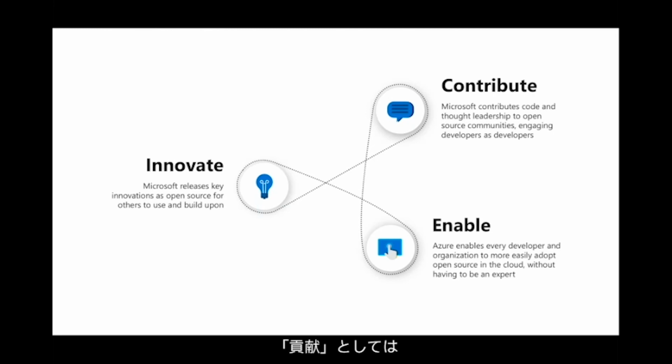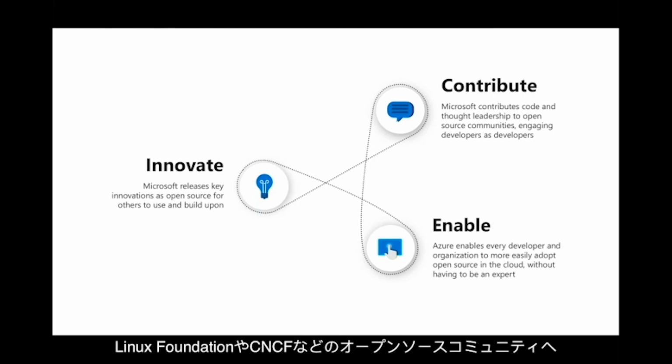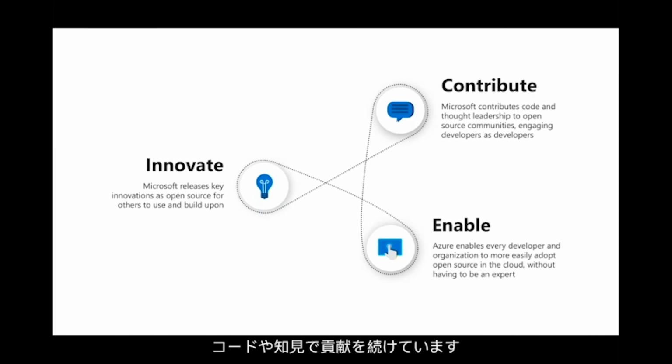And then we also continue to contribute code as well as thought leadership to open source communities like the Linux Foundation or CNCF. We've also, I think a year and a half ago, made about 60,000 patents available to the OIN. So a lot of these are a way for the company to contribute and continue doing that for the open source community.